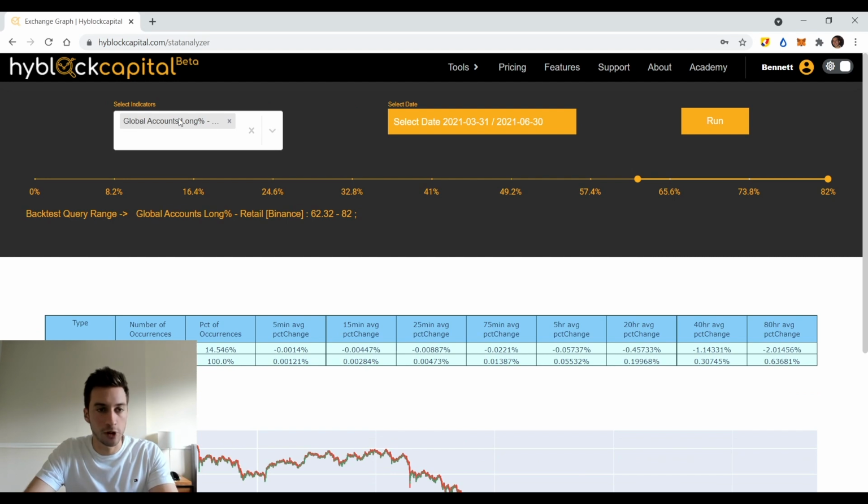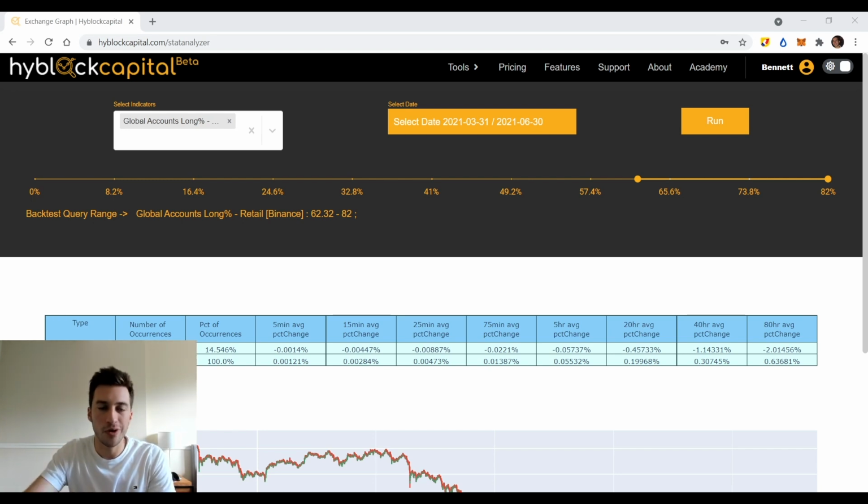Number one, global accounts, global accounts long percent. What are we looking at? The global accounts long percent is looking at any trader that holds a futures position on Bitcoin, on Binance Futures. What percent of accounts are long and what percent of accounts are short?